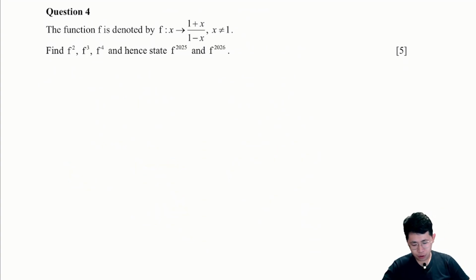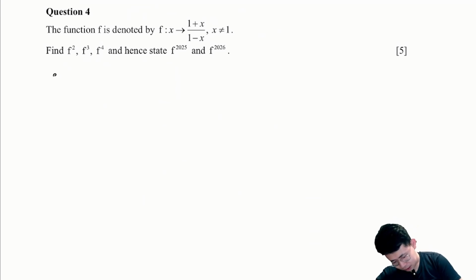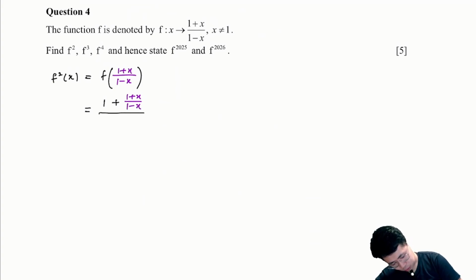Continuing to question 4, we have function f, and the domain of f is such that x is not equal to 1. We are supposed to find f2, f3, f4. Let's do this first and we will state that later. First, let's find out what f2 of x is. So f2 of x would be just f of this whole thing over here. This would be equal to 1 plus x, so 1 plus whatever input that I have, over 1 minus whatever input that I have over here.